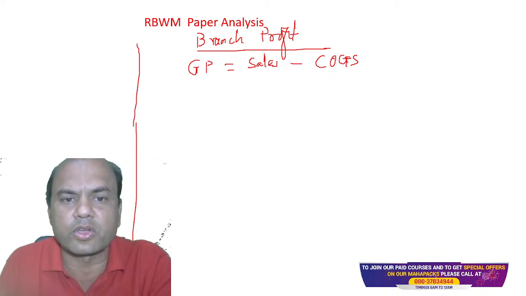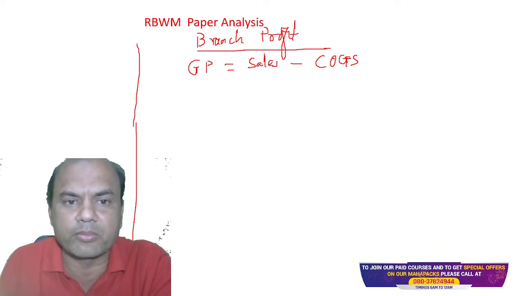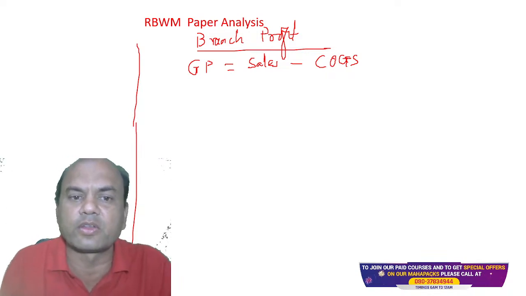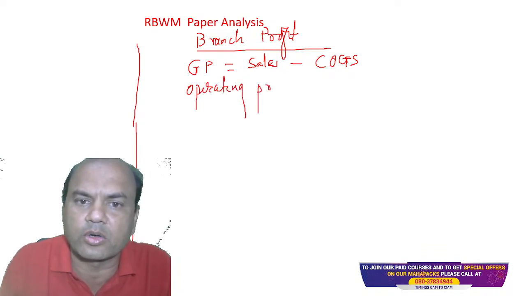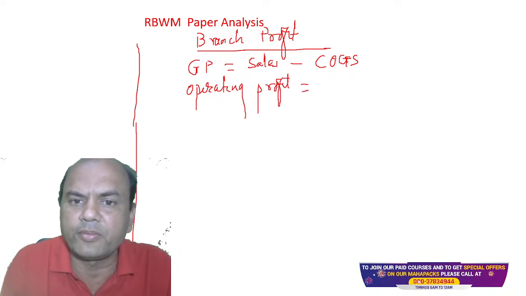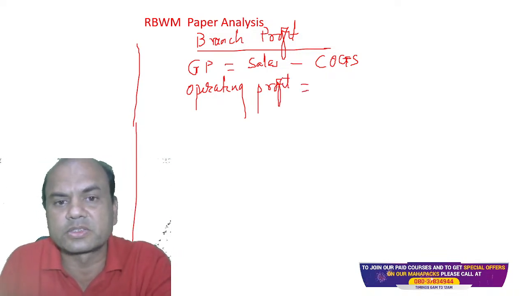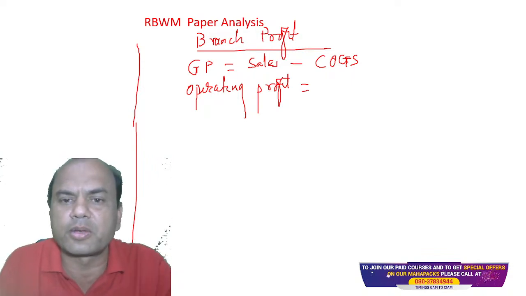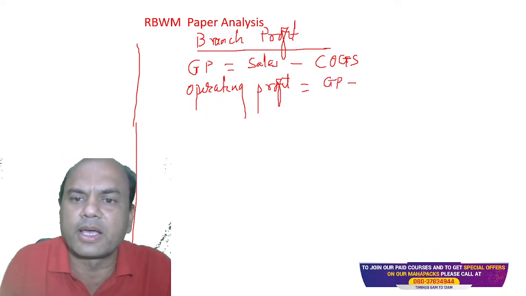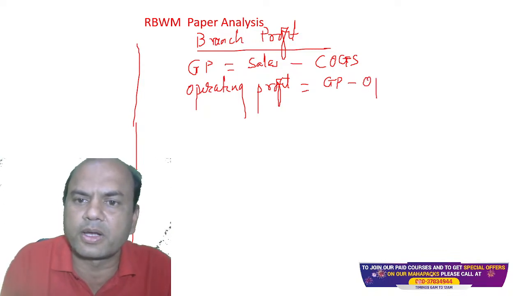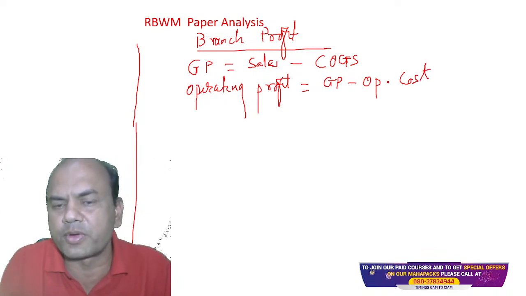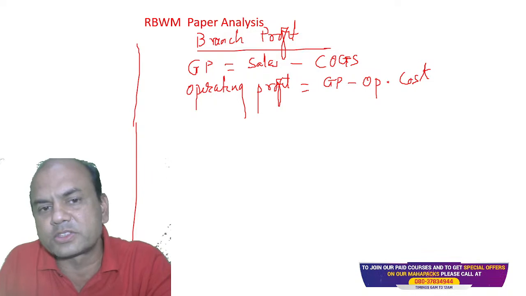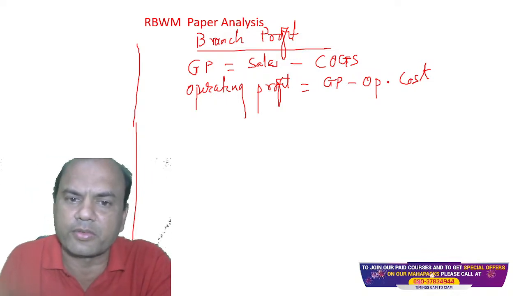So the first one was on gross profit. There was a case study on this. Operating profit. That's why I say, in the classes we have done all these things. Operating profit was one of the other questions. What is operating profit? That was asked. Operating profit is gross profit minus operating cost. So gross profit minus operating cost comes to operating profit.